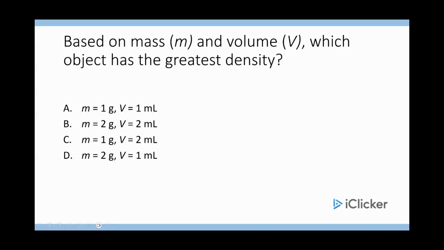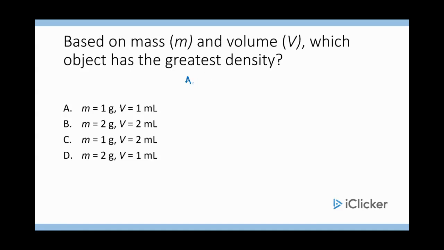We went through this question in the 9 a.m. class, so we can go through it here. Thinking about mass and volume, which object has the greatest density? So we have 4 different possibilities. All of them are in units of gram per milliliter. So let's compare what each of these densities would look like.